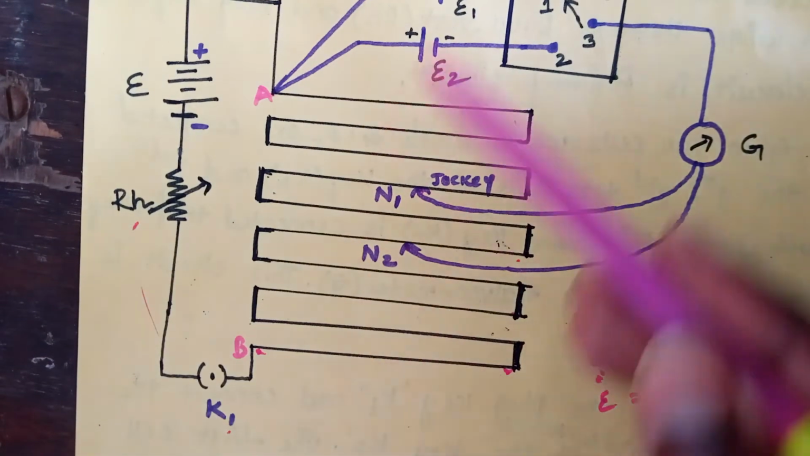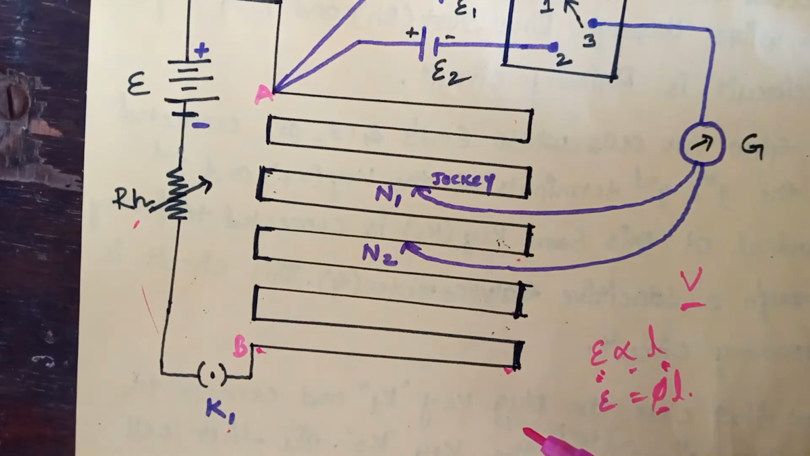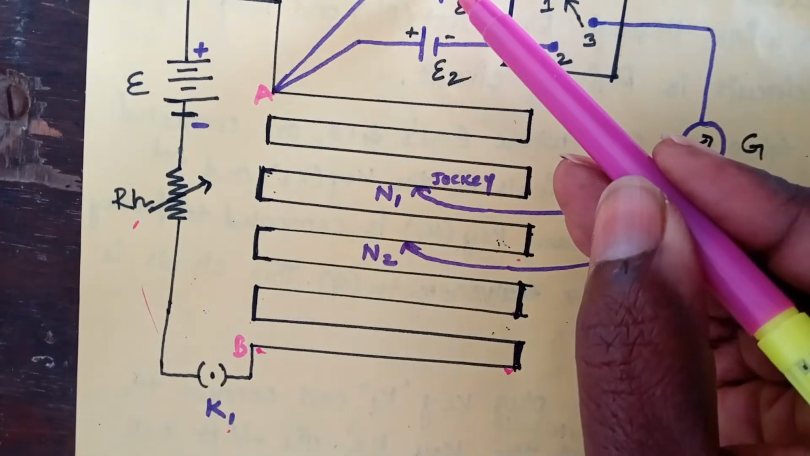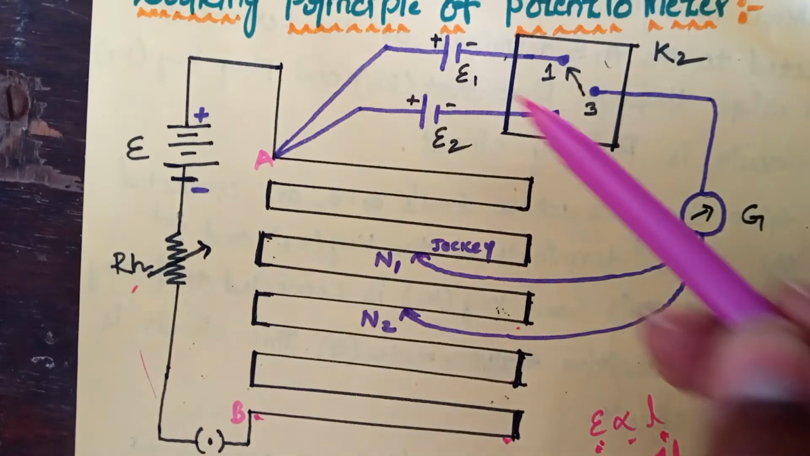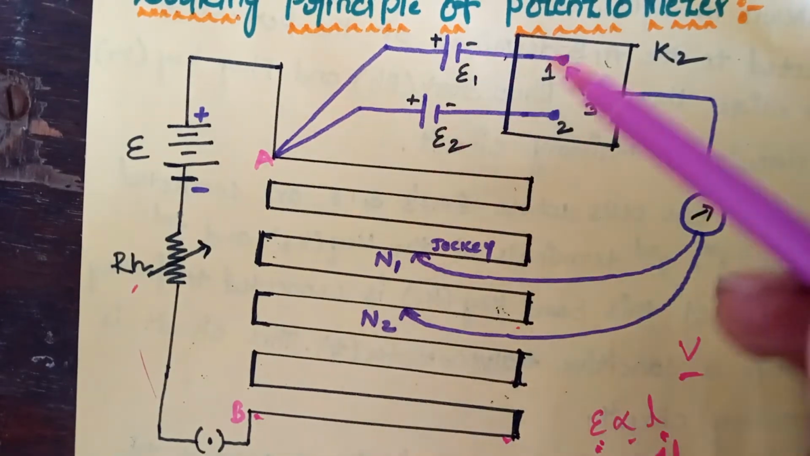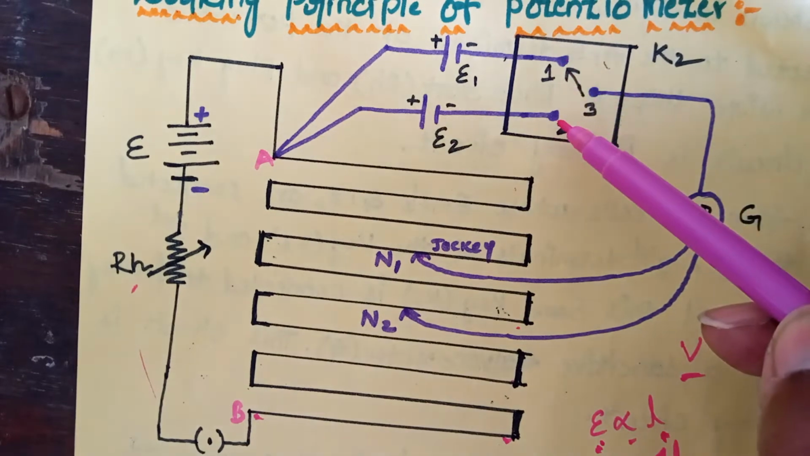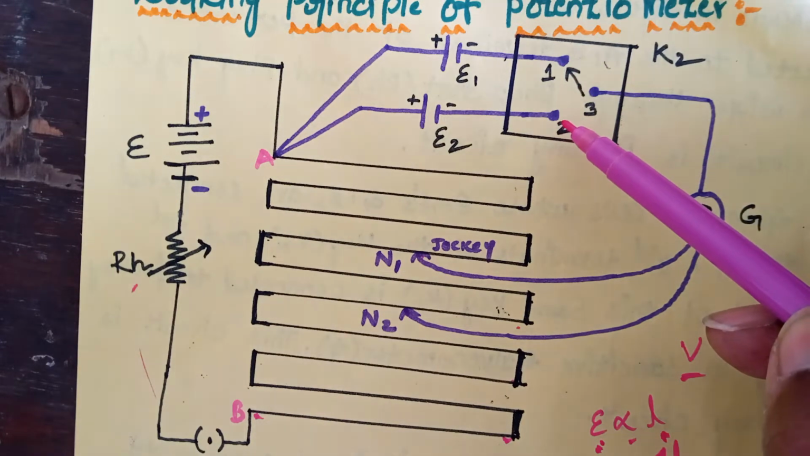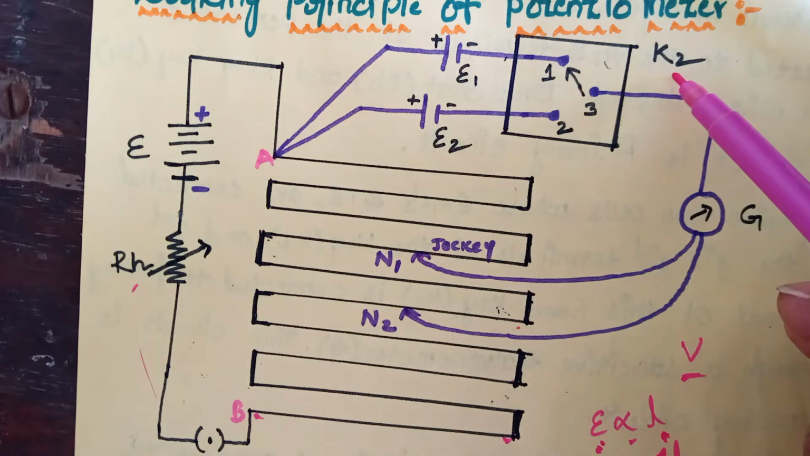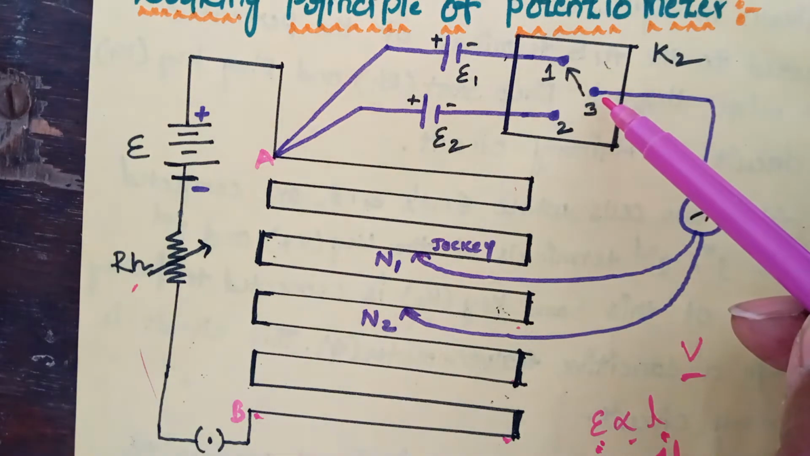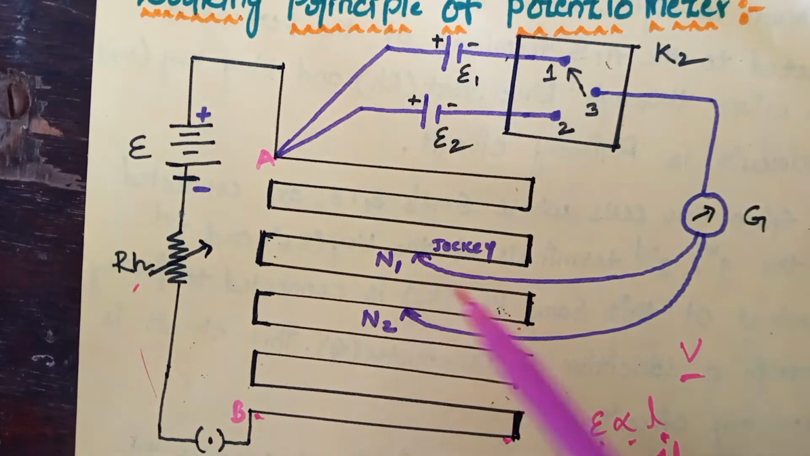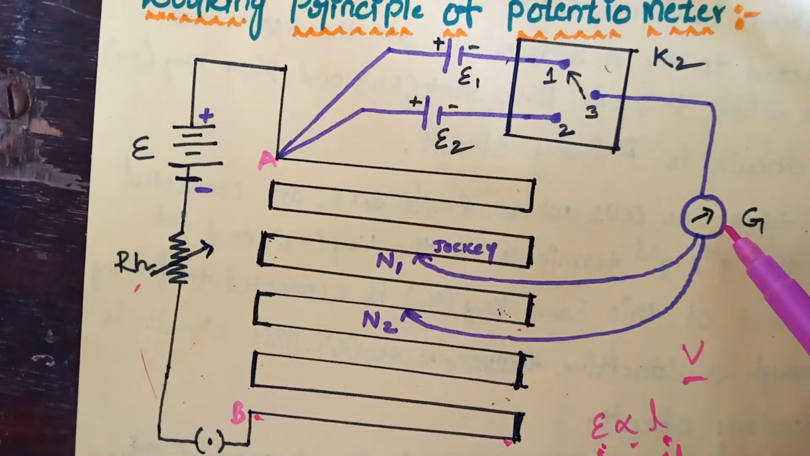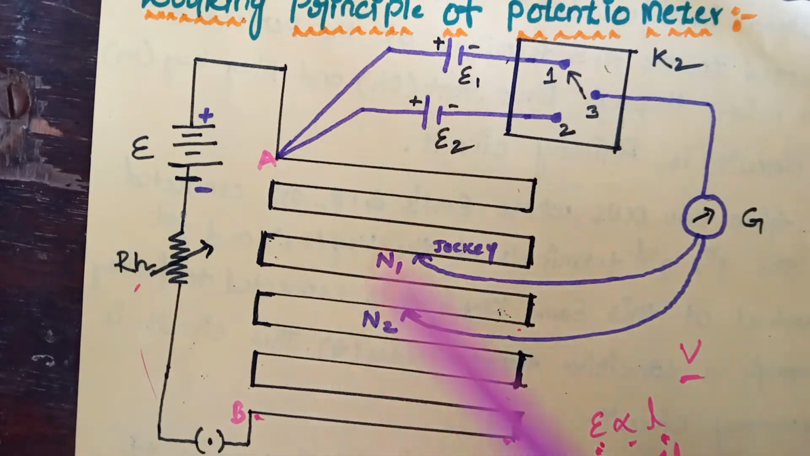Now this is the secondary circuit. In secondary circuit, what are connected? The EMFs of 2 cells are connected to 1, 2. The given 2 cells are connected to 1, 2 terminals of the two-way key. Two-way key is K2 and third terminal of the same key is connected to the jockey through a sensitive galvanometer. This circuit is called the secondary circuit.